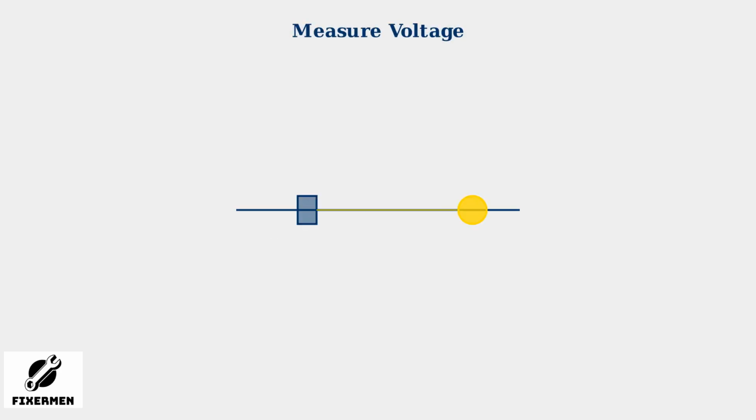Use a multimeter to measure voltage at the compressor terminals. For 230 volts models, the voltage should be around 208 to 240 volts. This ensures the electrical supply is stable and not causing overcurrent.